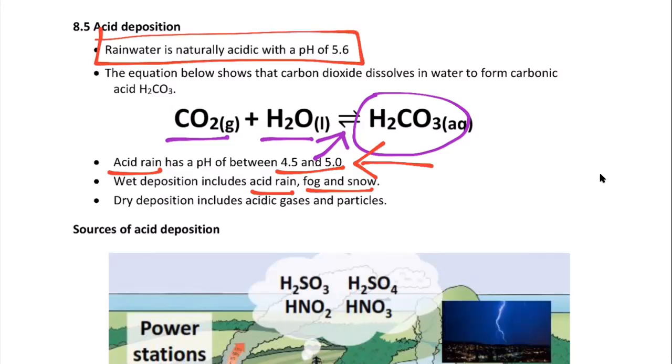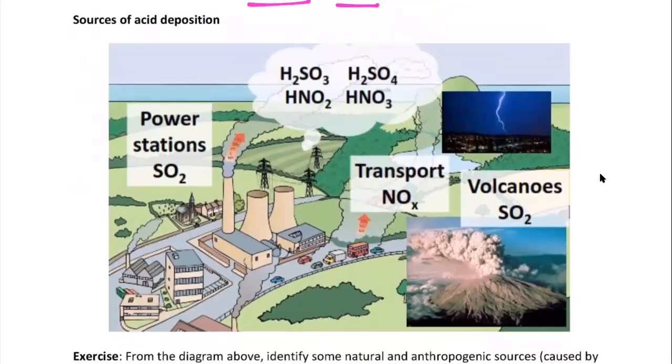So all those kinds of different precipitation type things that involve water. Dry deposition. There's a couple ones here. There's acidic gases, and there's also solid particles. Okay. So some of the possible sources of deposition, this is kind of a good visual.